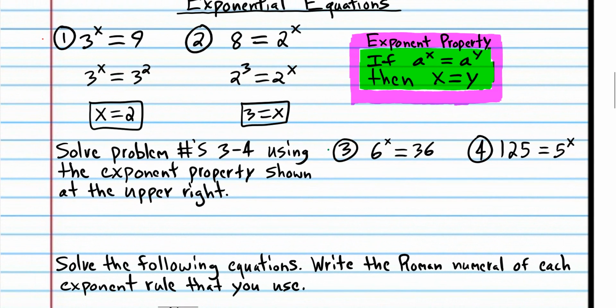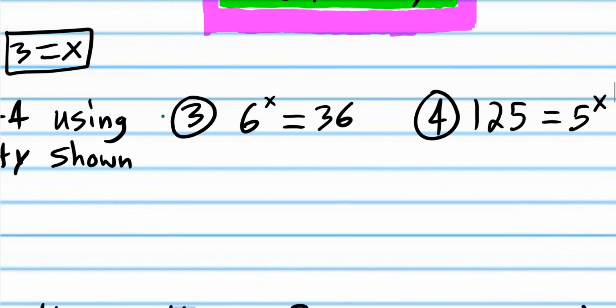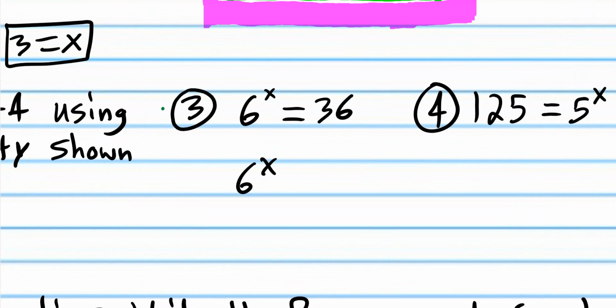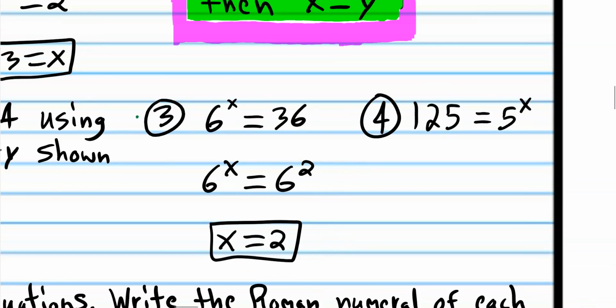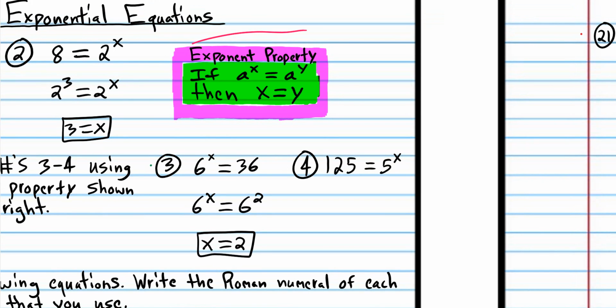So I want you to try numbers 3 and 4, and I want you to use this principle here. You're going to take 36 and write it so that it has a base 6, and use it to solve that equation just like we did over here. So try number 3, and when you come back, we'll do it together. All right, we're back. So I'm going to rewrite 36 as 6 to the second power, and you can see that tells us that x must be equal to 2, because again, we're using this principle up here.